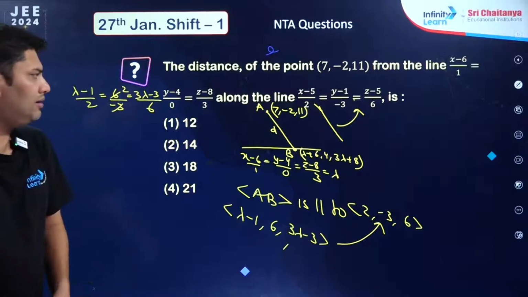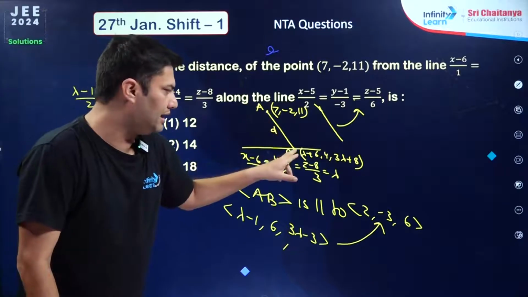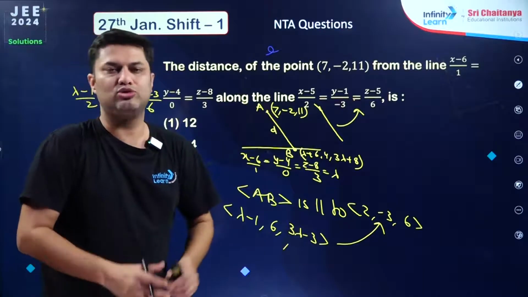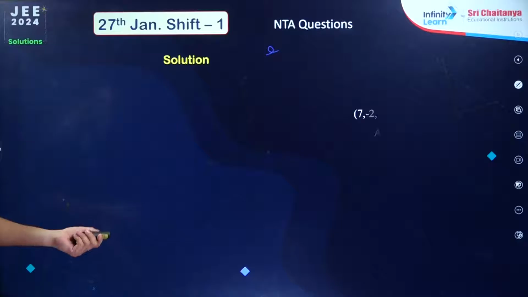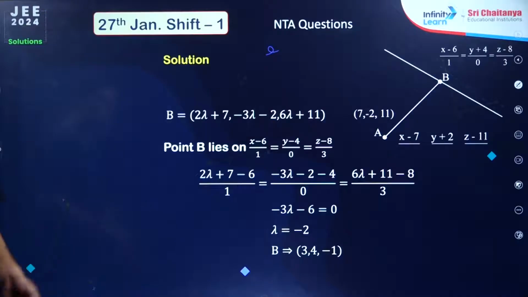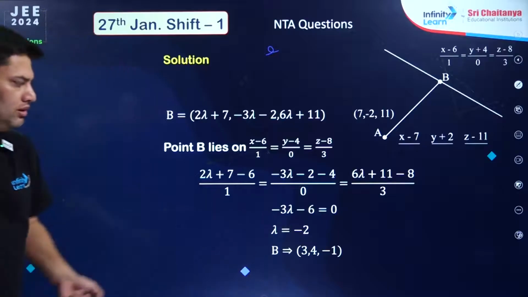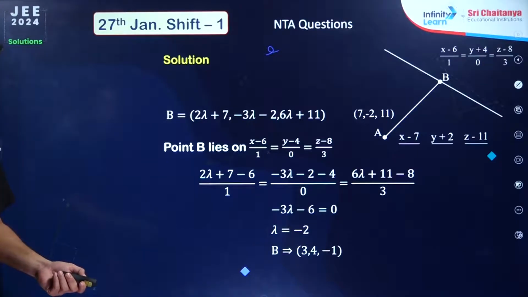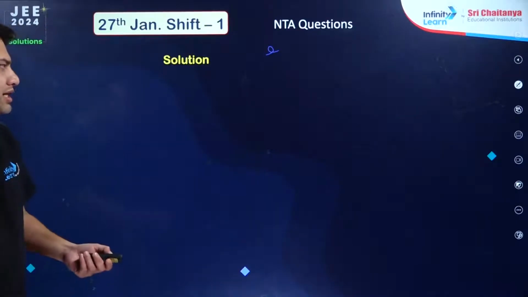You will find lambda, and ultimately you will get the point B, and hence AB you can find easily. So that's the main concept of this question. So the answer is 14 here. Same. So point B lies on this line. The lambda is coming out to be minus 2. And for sure, the point B will come, and just apply the distance formula. The distance formula will give you the answer as 14.